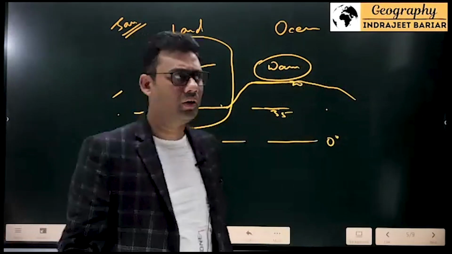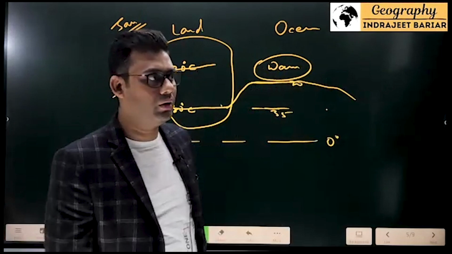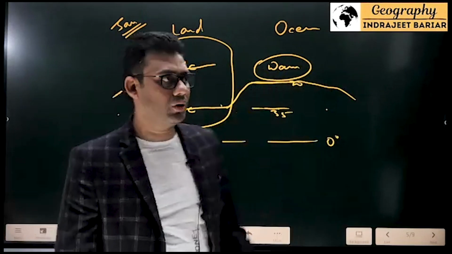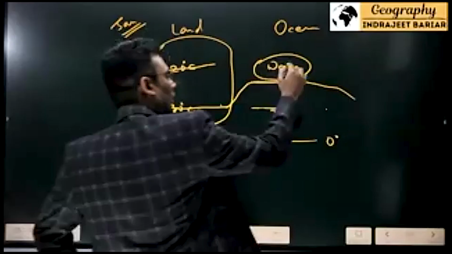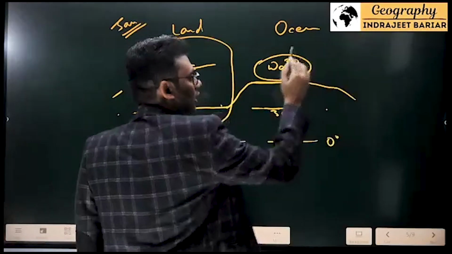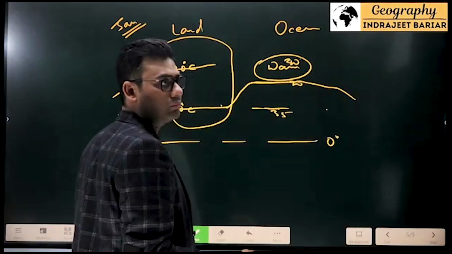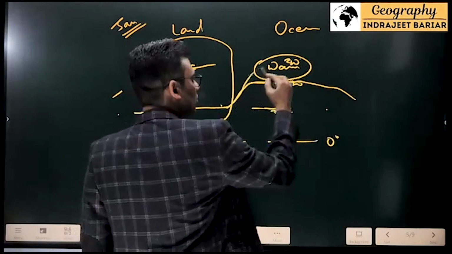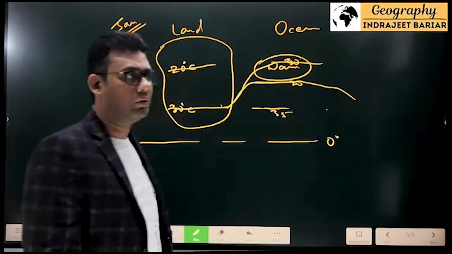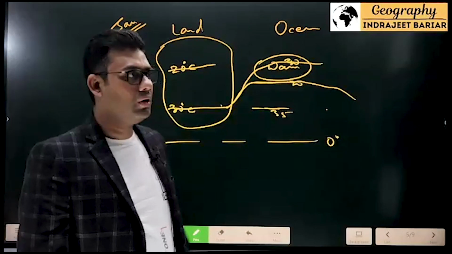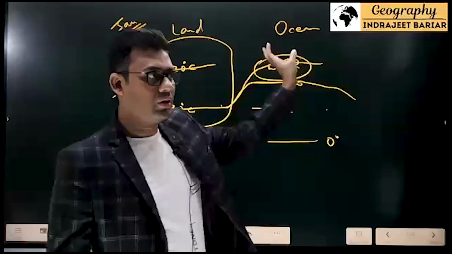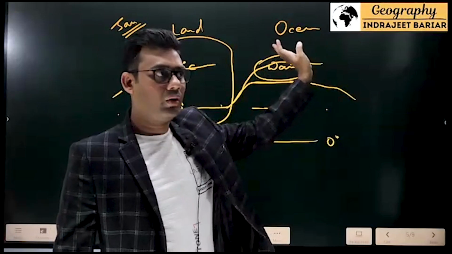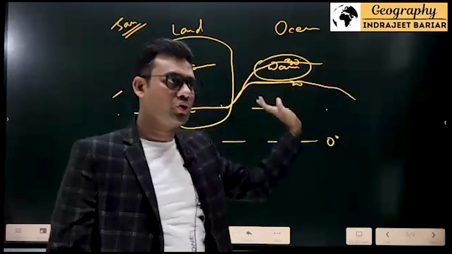For any reason, if the ocean waters become warm over here, what will happen to this isotherm? It will shift in what direction? Upward direction. If it becomes warm, possibly this becomes 30, and so this isotherm will reach from here up to here. So if the polar region becomes warmer, the isotherms are going to shift towards that.